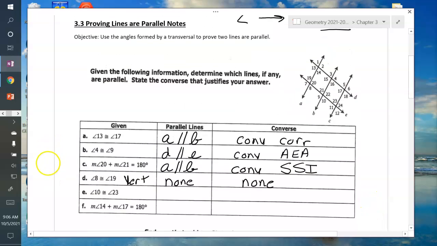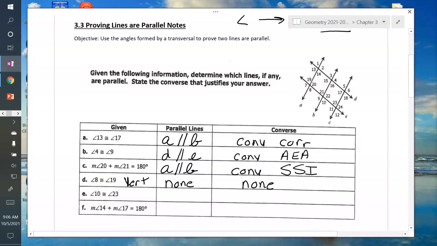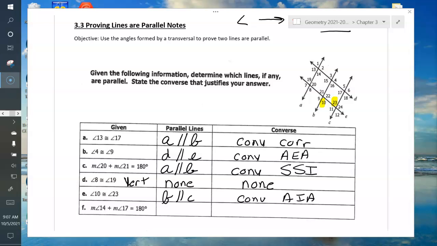Next one, let's look at angle 10 and 23. In fact, here's what I want you to do. I want you to pause the video and see if you can do E yourself, angle 10 and angle 23. Pause the video now. Did you see that those were alternate interior angles? They're on opposite sides of line E, which is their transversal, and they're inside lines B and C. So that means that there are alternate interior angles. Since they're congruent, you can then conclude that lines B and C are parallel by converse of alternate interior angles.